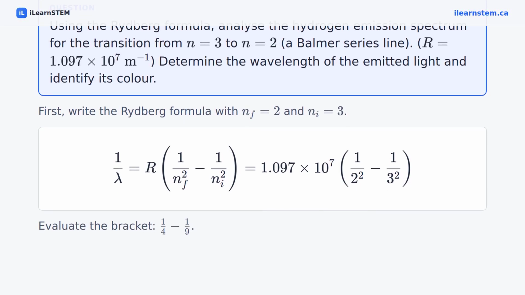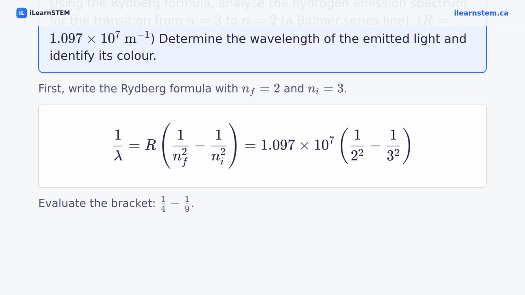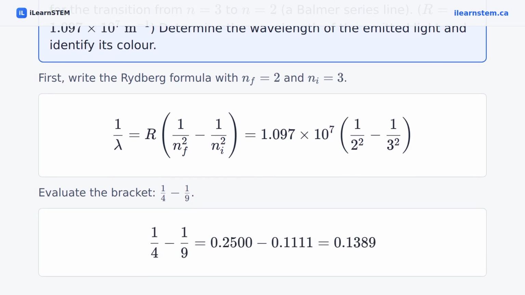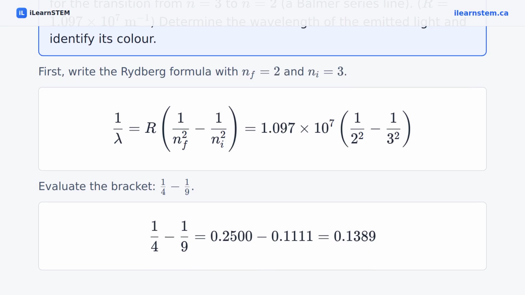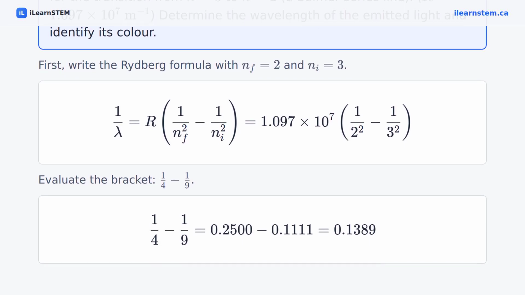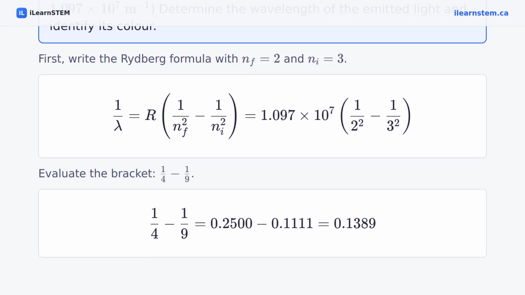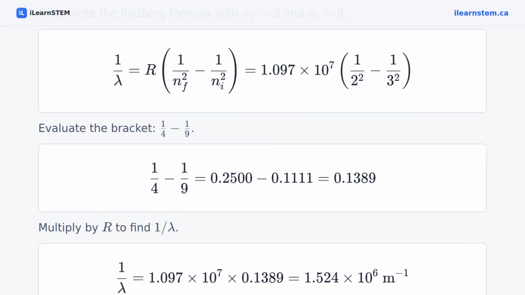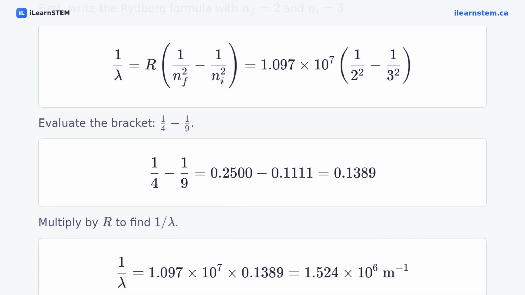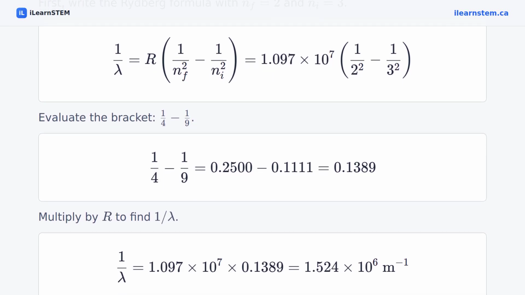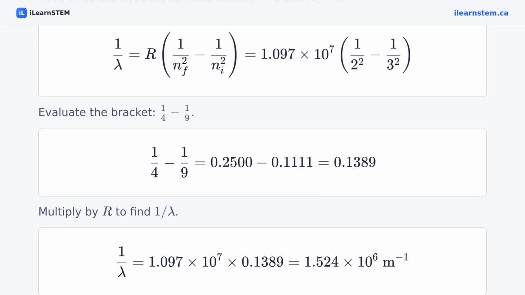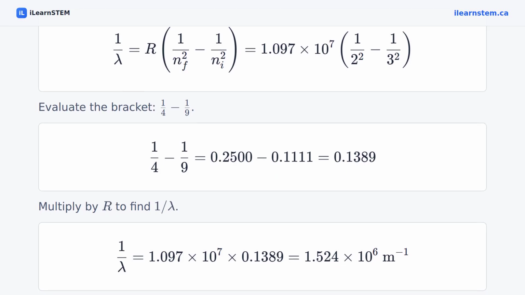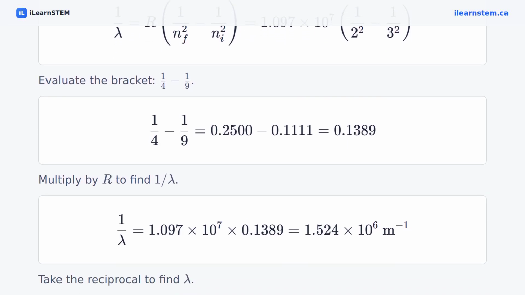Now evaluate the bracket. 1/4 minus 1/9. 1/4 is 0.25. 1/9 is approximately 0.1111. Their difference is 0.1389. Multiply by R to find 1 over lambda. 1 over lambda equals 1.097 times 10 to the 7 times 0.1389, which equals 1.524 times 10 to the 6 per meter. Take the reciprocal to find lambda.